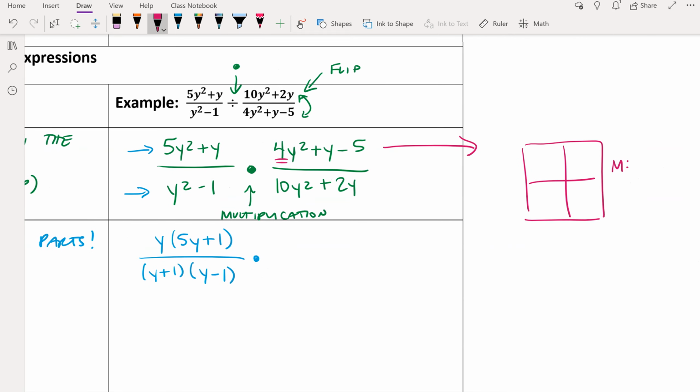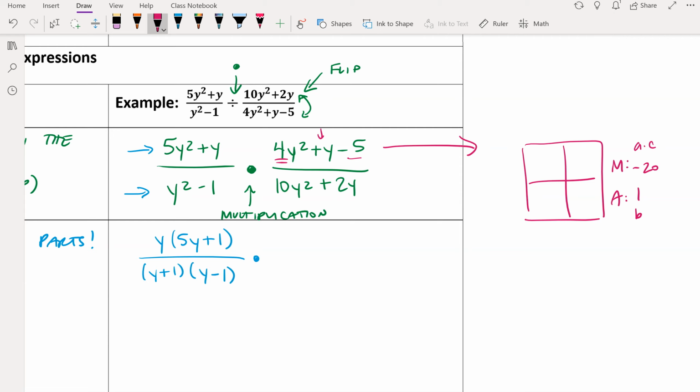Multiply to a times c. I'll write that down. So it's negative 5 times 4. That's negative 20. We need to add to the b value. That's the value in the middle. So 1. That's the value right here on y. Okay. What multiplies to negative 20 and adds to 1?